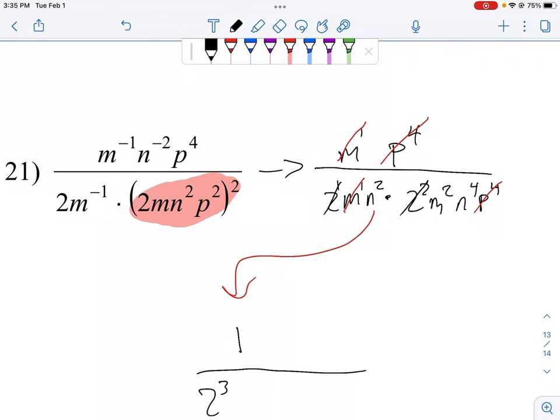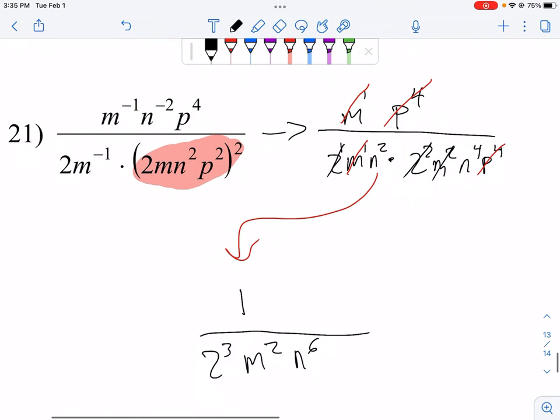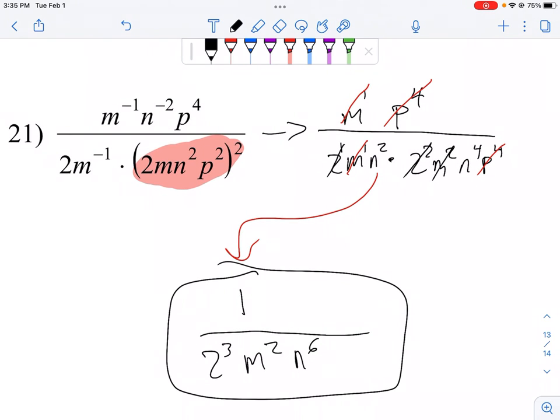So I work those out. I have m to the 2nd and n to the 6th because I have 2 and 4. There's nothing else to reduce here.